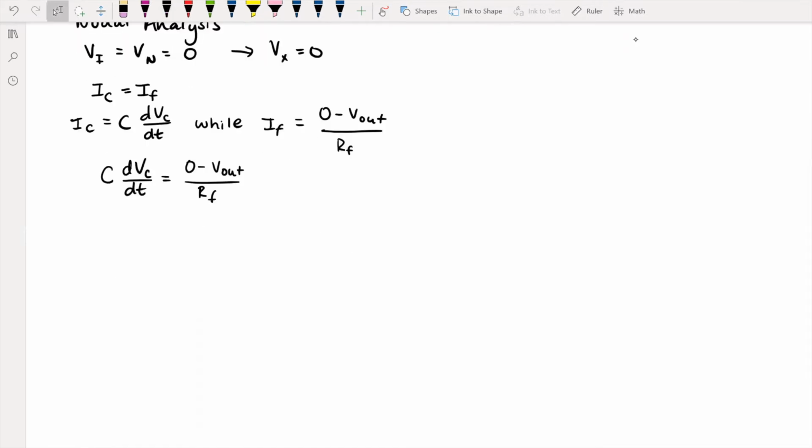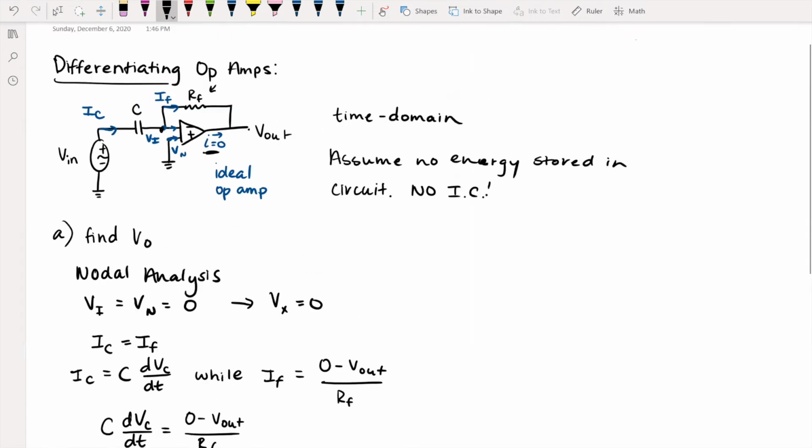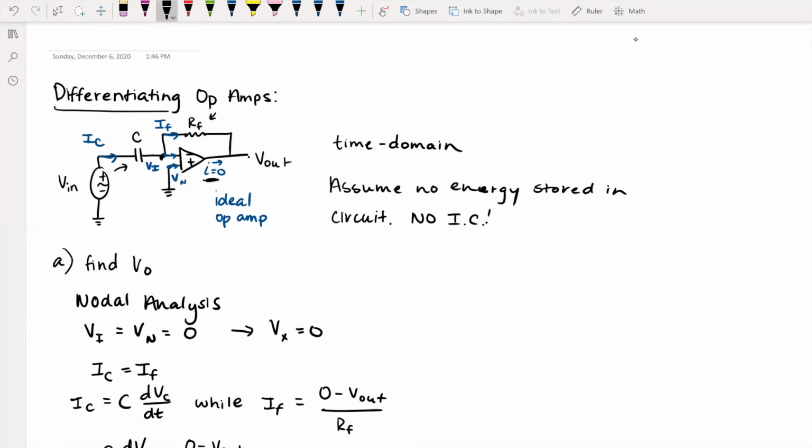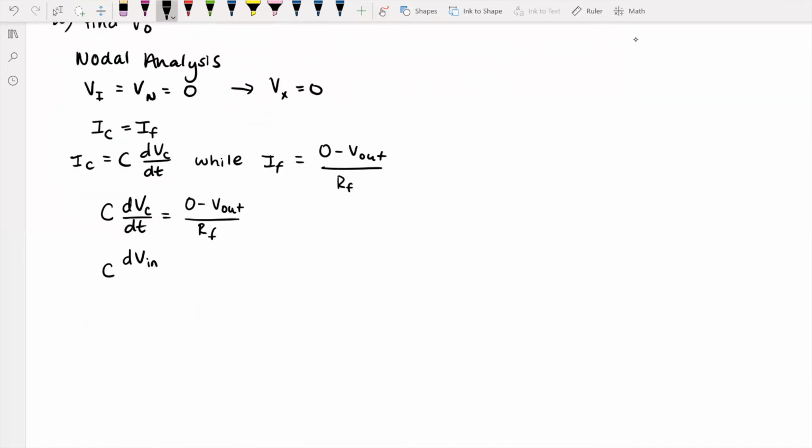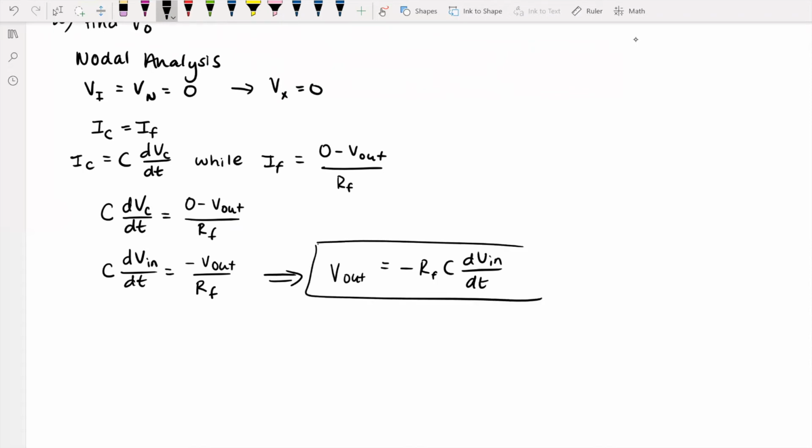Simplifying this a little bit more, C, because Vin, the voltage in, is also the voltage across the capacitor, d Vin over dt equals negative Vout over RF. Now we just rearrange and we get Vout equals negative RF C dVin over dt. And that's our Vout.